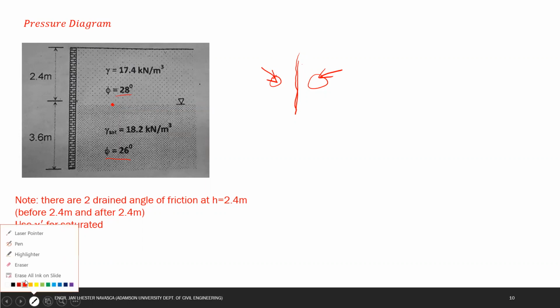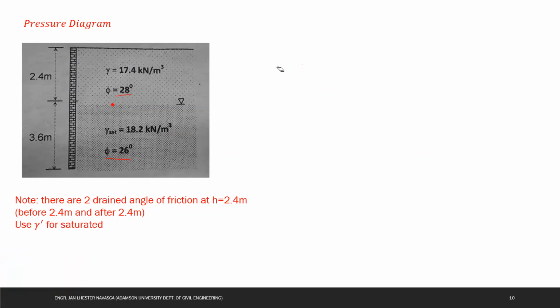So meaning we need to solve for this point, at this point 2.4 meters. So mangyayari magkakaroon ng 2 drained angle of friction at this point, yung paghahatian nila. So right before 2.4 meters and right after the 2.4 meters. And take note that you will also use gamma prime for saturated, meaning the submerged unit weight of the soil.